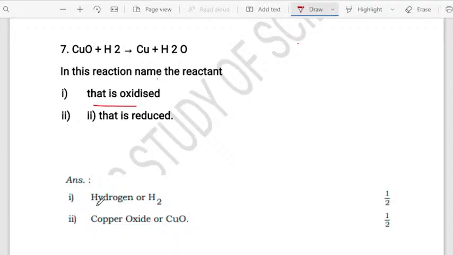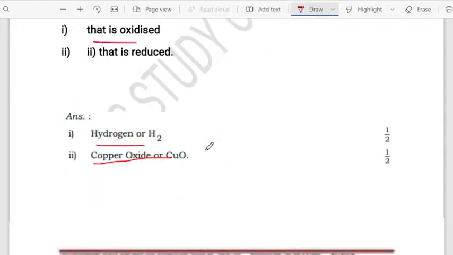See, which is oxidized? Hydrogen is oxidized. Which is reduced? Copper oxide, not the copper. Copper oxide is getting reduced, not copper is getting reduced. Okay, fine. So now let us go for the next question.